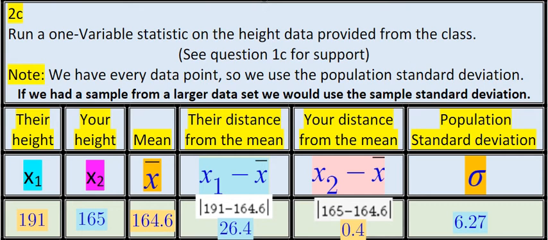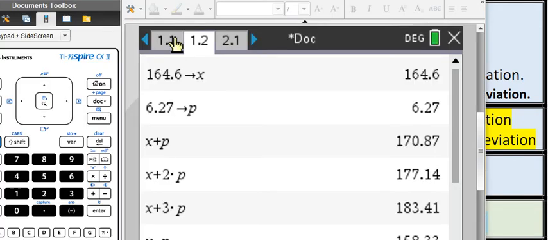So let's go to our graphing calculator. Now, the first thing we did, we store 164.6 as x. That's our mean, technically x bar, right? We store 6.27 as p for population standard deviation. Now, what we're going to have the calculator do for us is determine what each of those standard deviations match to when we move away from the mean.